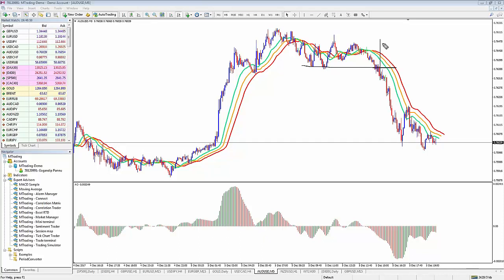So we can almost assume that this area here, which is the break of these two lows, that would be your entry point. Stop loss, place the stop loss on the other side of all three moving averages. And you would continue this until you see this taking place again, the crossovers that take place with all three moving averages.